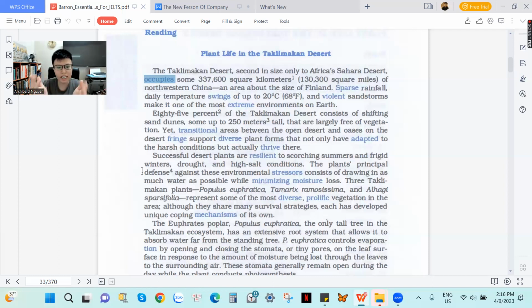Here, the Taklimakan Desert occupies some 337,600 square kilometers. That is the word occupy. They would say that the Taklimakan Desert uses 337,600 square kilometers. That is what I want to say. Here, an area about the size of Finland.